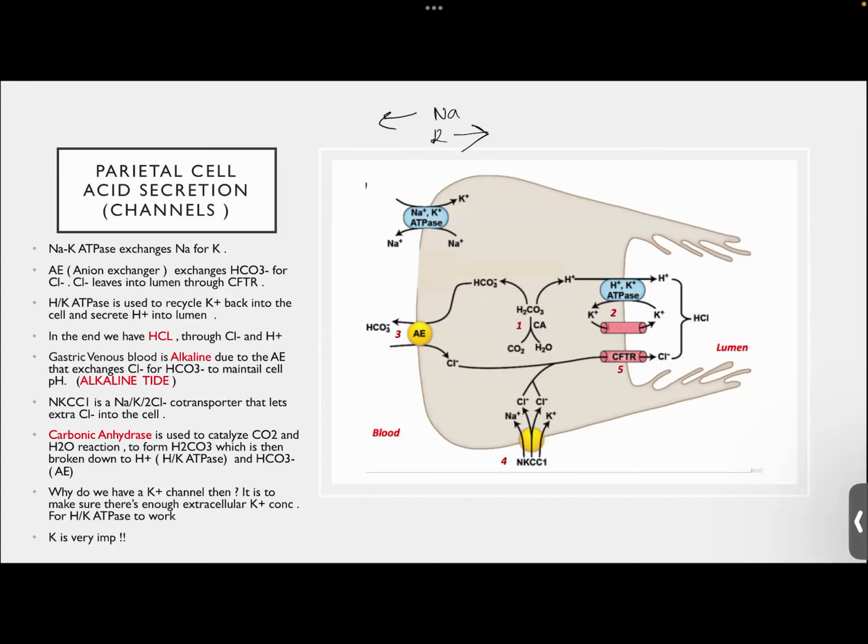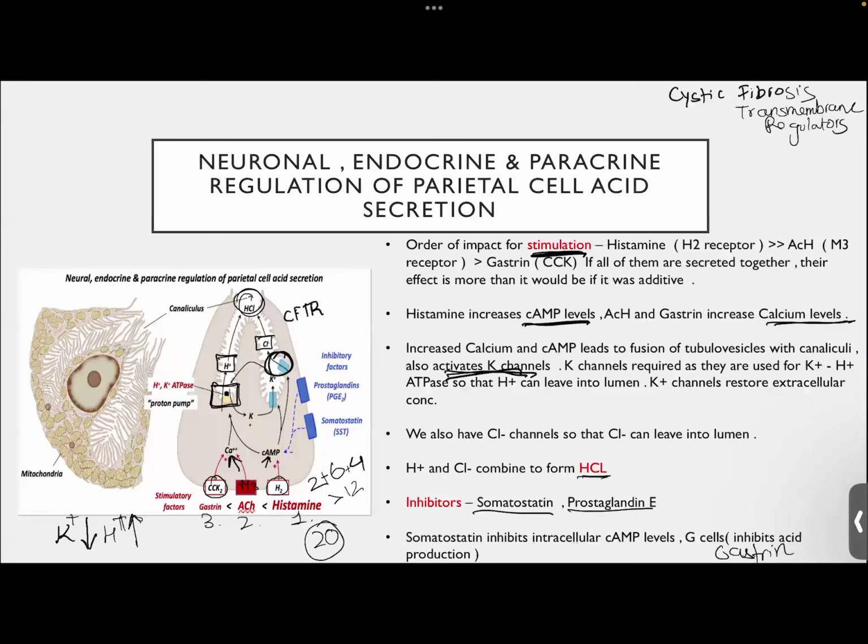Then we have an anion exchanger. And an anion exchanger obviously exchanges two anions. So chlorine is going into the cell, so chlorine is in, and bicarbonate, or HCO3 minus, is out. So now we have potassium and chlorine inside the cell. Do you remember this? This was in the last slide over here. This one.